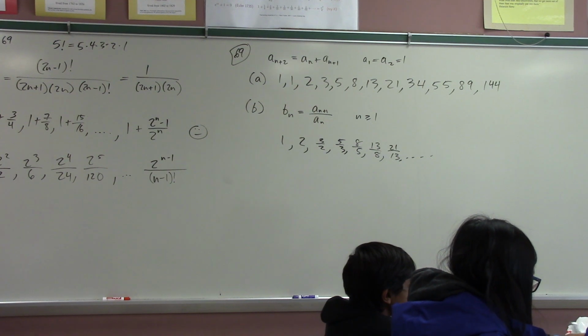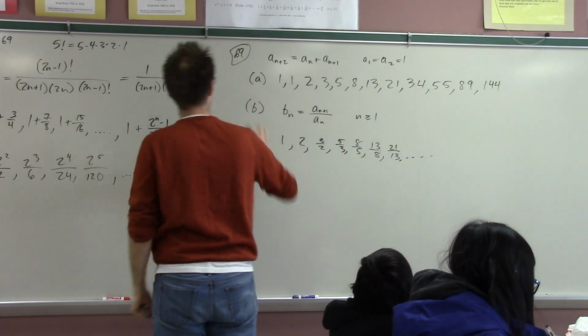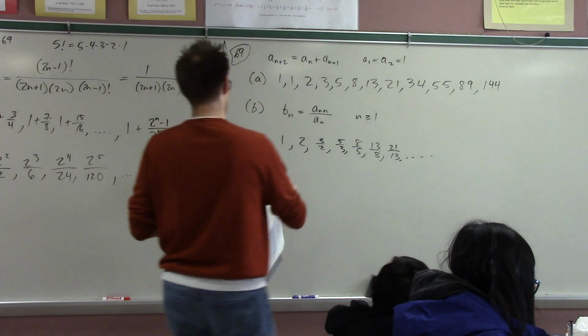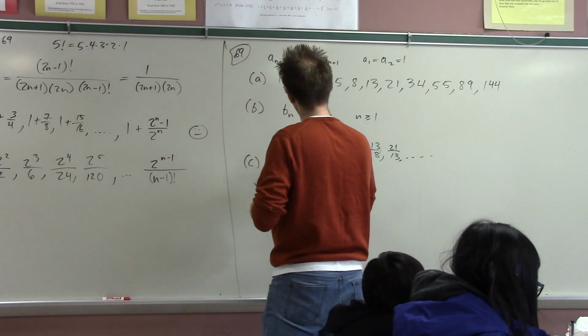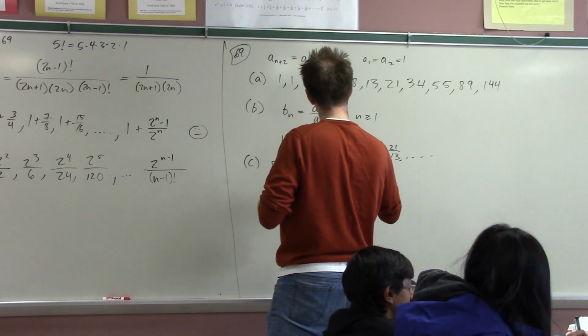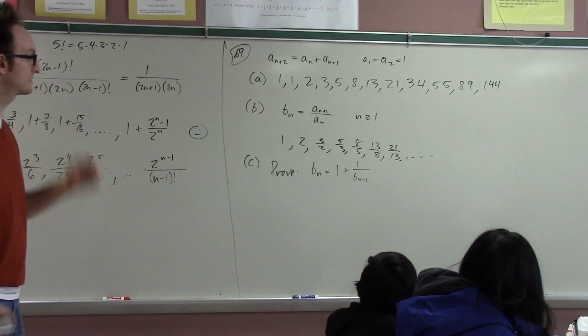Using the definition in part B, prove a sort of identity, prove a recursive rule for this b sequence. So we were supposed to do a proof that b sub n is in fact 1 plus 1 over b sub n minus 1. Okay, why is this so?